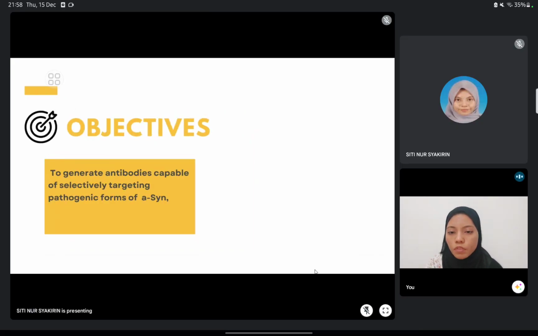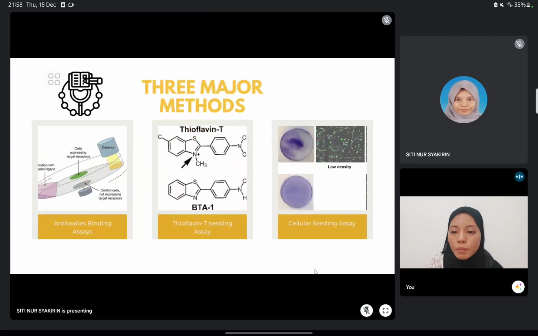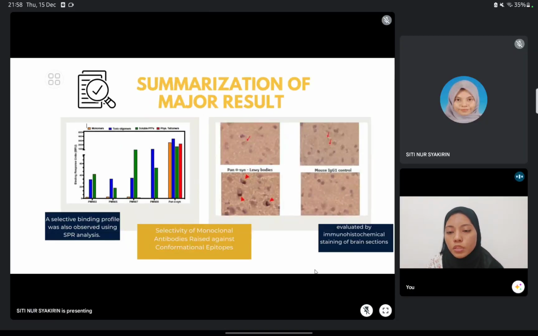Moving on, the objective of the article is to generate antibodies capable of selectively targeting pathogenic forms of alpha-syn. Computational modeling was used to predict the conformational epitope that is exposed in oligomers and also small fibrils but not monomers. There are three major methods used in this article, which are antibody binding assays, thioflavin T seeding assays, and also cellular seeding assays.